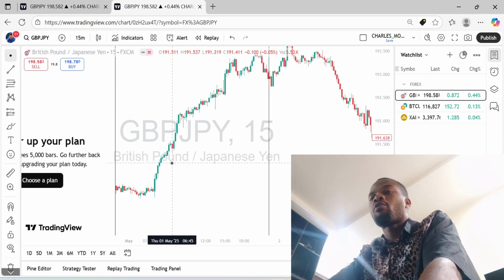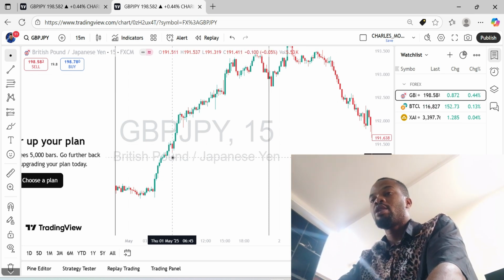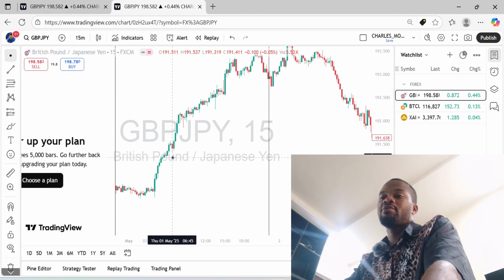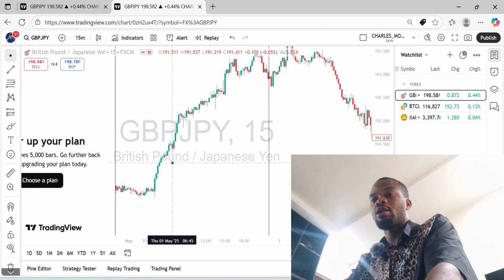If you watch from this little retrace, from this bearish candle, you will see the time frame there was 6:45. And if you watch from this time frame here, from this bearish candle, you will see the time there was 6:75.